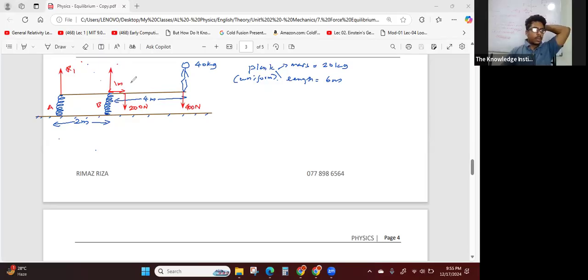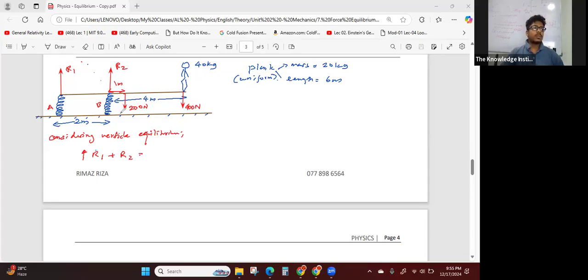Okay. So first I can consider the vertical equilibrium. So if I consider the vertical equilibrium, I can write R1 plus R2, minus 200, minus 400, is equal to 0.